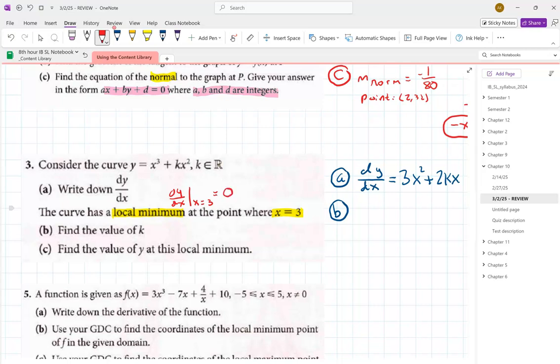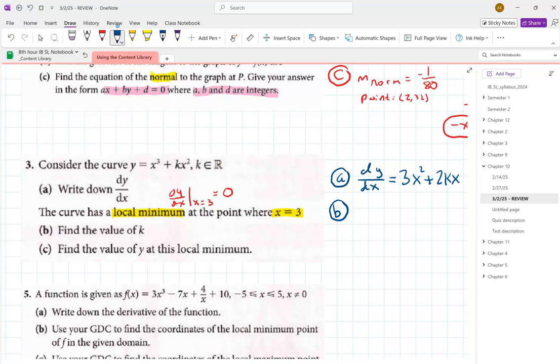So the derivative is 0 when x is equal to 3. Is the same thing true at a maximum? Yes. It's only going to be 3. It's going to equal 0. Yeah, but the 3 is because that's where the minimum is at, right?